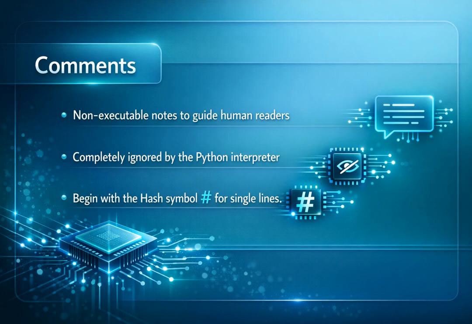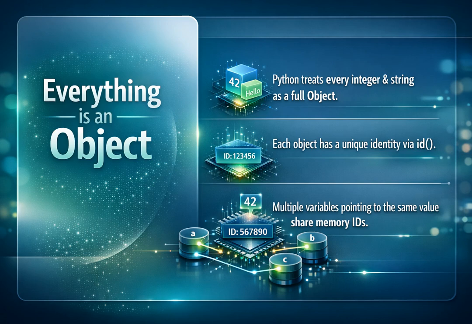Comments are lines in the code that the interpreter ignores completely. They are written using the hash symbol and are meant for human readers to understand the code. Good commenting practice is essential when working in teams or revisiting code after a long time. In Python, everything is an object. Every value, whether a number or a string, is stored as an object in memory. Each object has a unique identity that can be checked using the id function. Two variables pointing to the same value will often share the same identity.